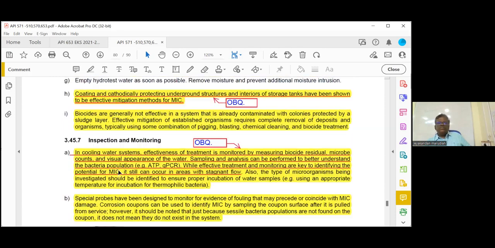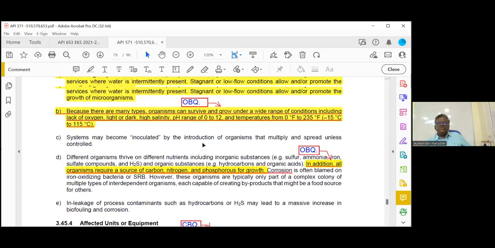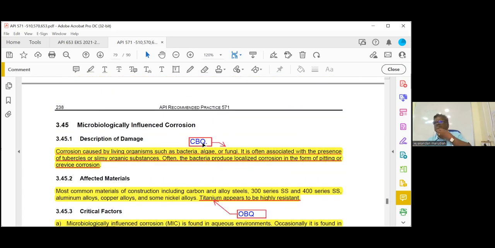So how many questions have we marked? 1, 2, 3, 4, 5, 6, 7, 8, 9. See, for almost every damage mechanism we marked around 8 to 9 questions.